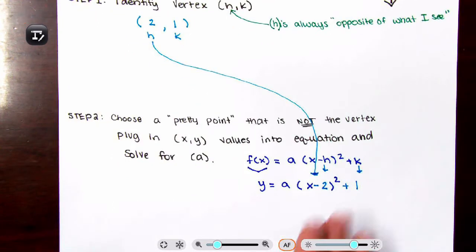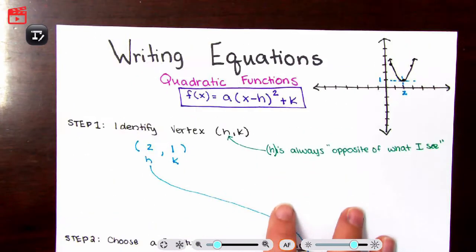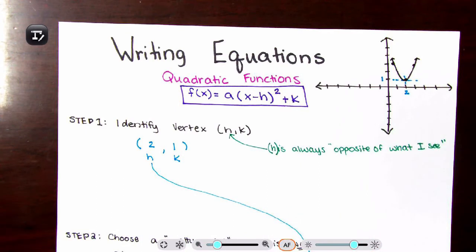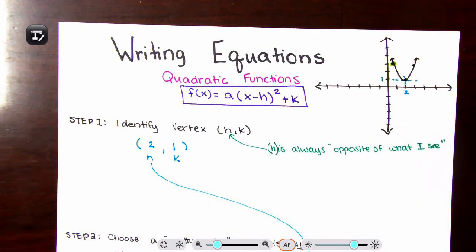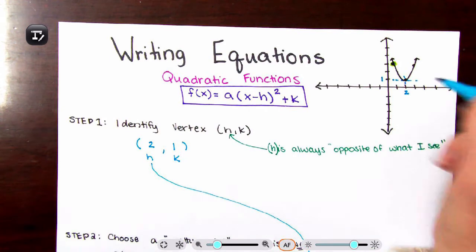Now we're going to go back up to our sketch here. I'm going to choose another point that is on my curve that is not the vertex. So I'm going to choose this one. Why am I choosing this one? Because it's pretty. It's smaller numbers than the other one. It's on my curve. Doesn't really matter. Just make sure it's a pretty number.